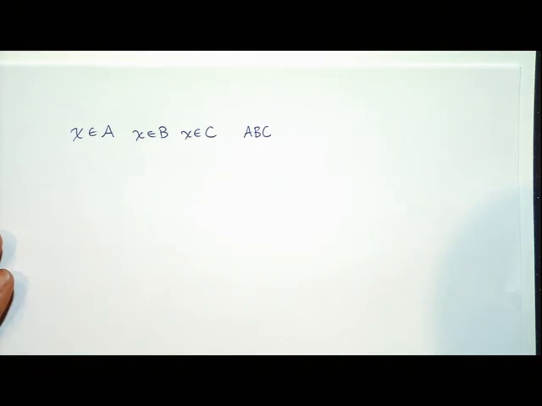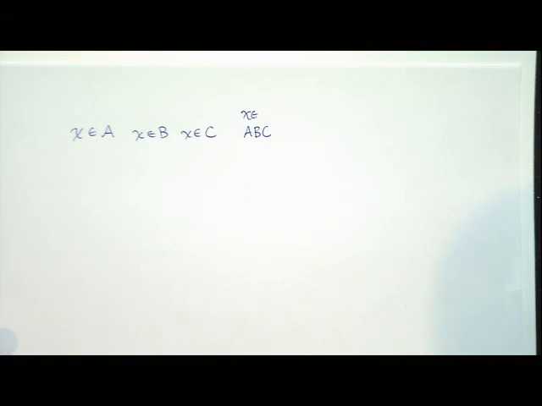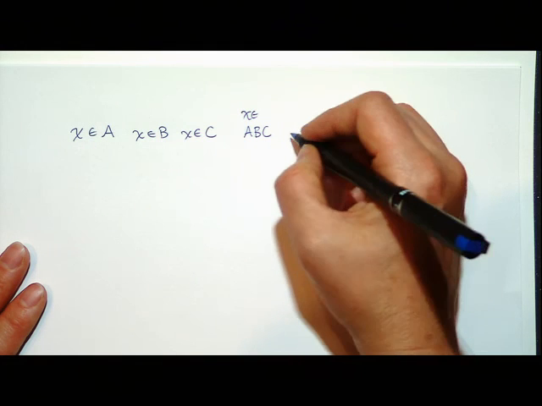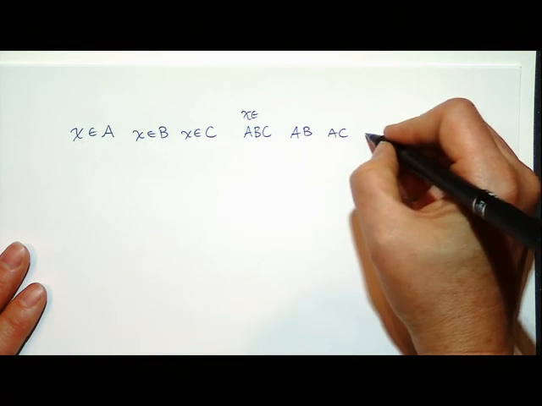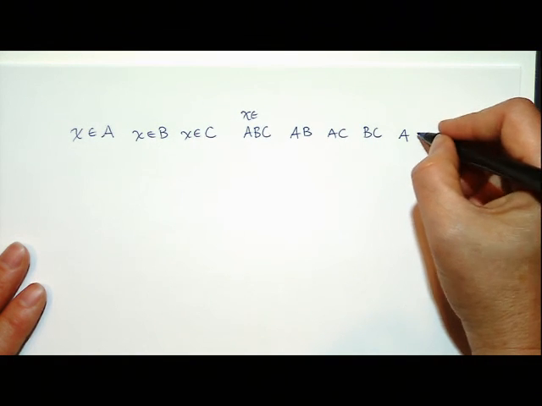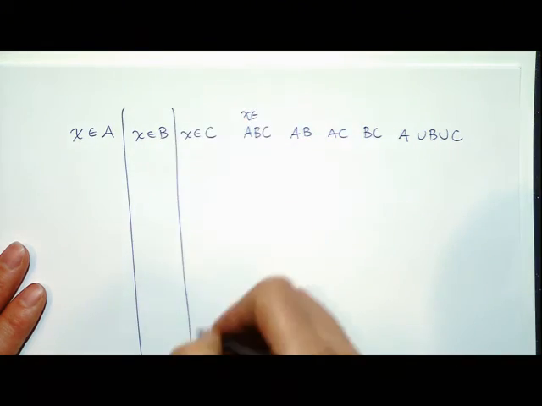So I'm going to start to use shorthand for intersect. I'm just going to leave a times in there because I don't have enough room to put intersect signs on this whole thing. So literally each one of these is going to be x in A intersect B intersect C. So A, B, C, A B, A C, B C, and A union B union C.